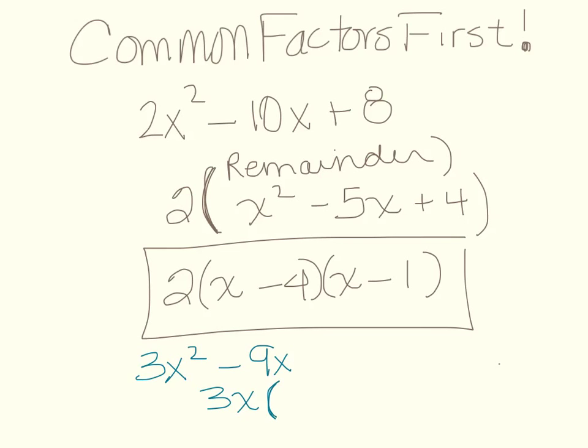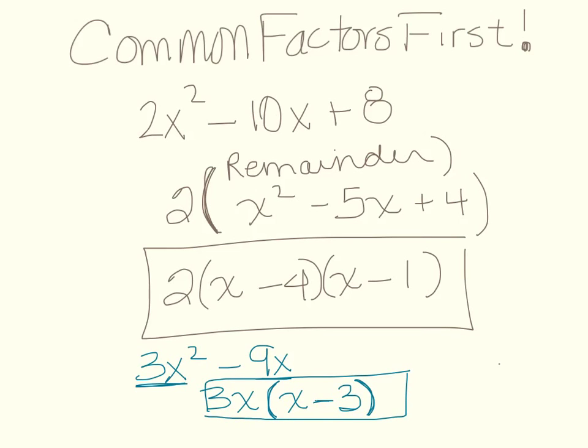So when you take it out, times this remainder, okay, this first term is left with an x, and the second term is left with a 3. Okay, and you have to subtract it. So this would be the answer to how to factor that one.